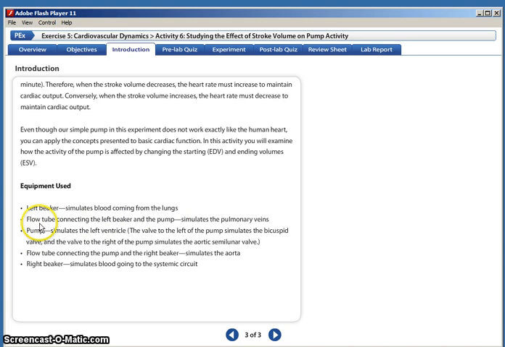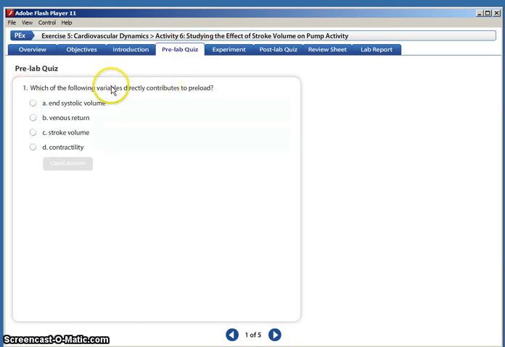All right. The flow tube connecting the left beaker to the pump simulates the pulmonary veins, which would bring blood back to the left atrium. The pump is the left ventricle. We've got a valve to the left, which is the bicuspid, and a valve to the right, which is the aortic. The flow tube connecting the pump and the right beaker simulates the aorta, and the right beaker is blood going into systemic circulation.